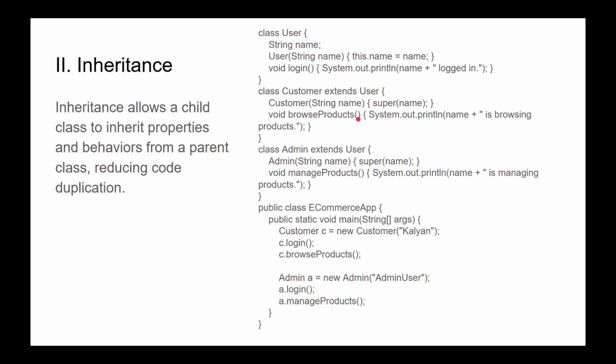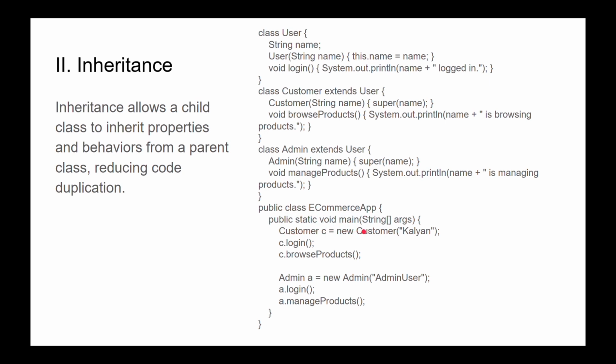And within the customer class we can do whatever the customer requires. Customer can browse the products and admin can manage the products. These two functionalities depend on each class. Browse products is only available for customer, and manage products will be only available to admin. Let's take an e-commerce app example.